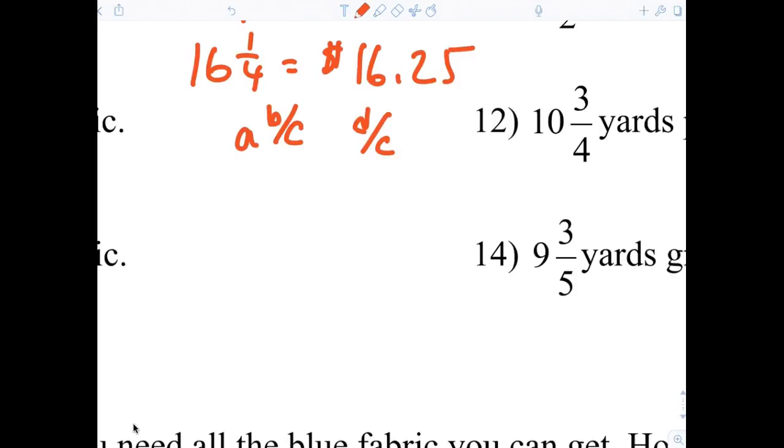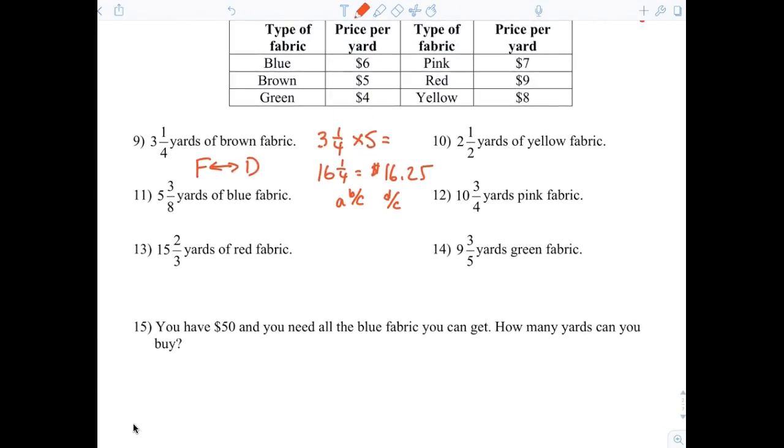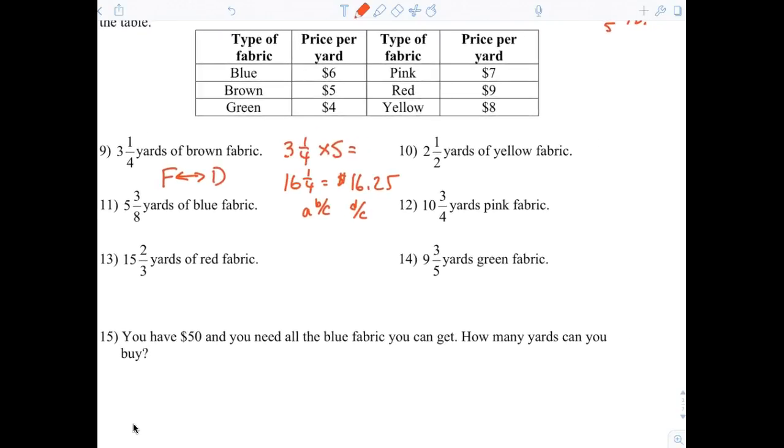So again, very important now. You know how to use your calculator completely. You can do fractions to decimals, decimals to fractions, improper to mixed, mixed to improper. It does a lot of stuff. That can save you a bunch of time if you know how to use it properly. So now everybody should be able to do 10 through 14 quickly, because it's the same exact process. For example, number 10, I need to buy 2.5 yards. So it would be 2.5 times the cost of yellow, which is what? $8 per yard. Are you writing this all down?